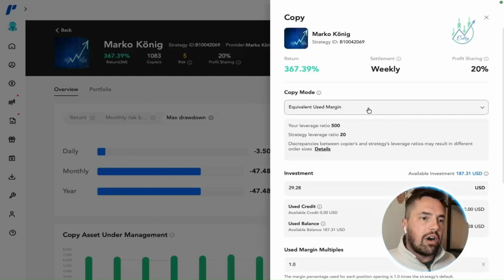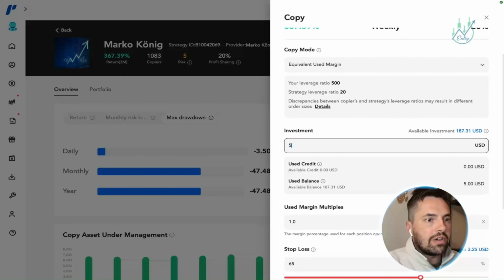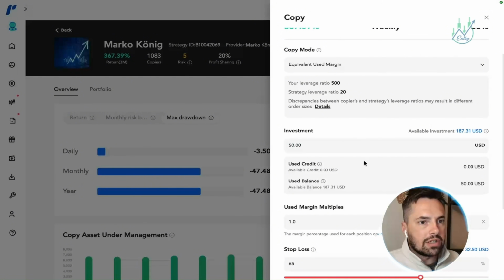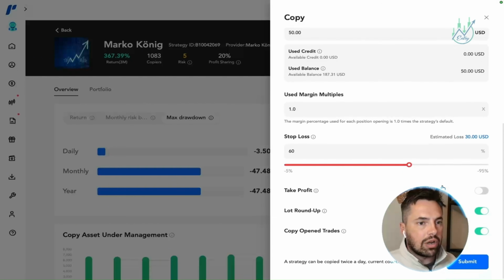So if I'm only putting $100 into this, it means that for the size of my account, I'm risking sort of the same percentage. So if I want to invest in this, I'm going to chuck $50 into this. And then obviously bearing in mind the maximum drawdown that he had of 47, I'll probably go 60, because he might come a little bit further. I don't know, but he comes out in profit. So I'm just covering if he has one of those months.